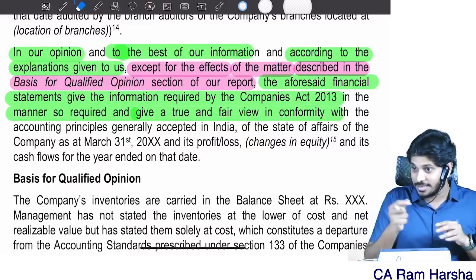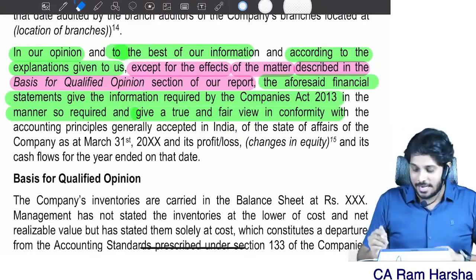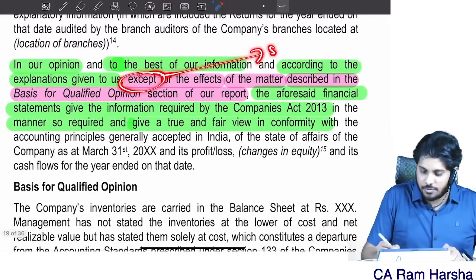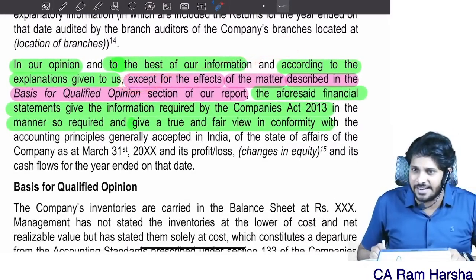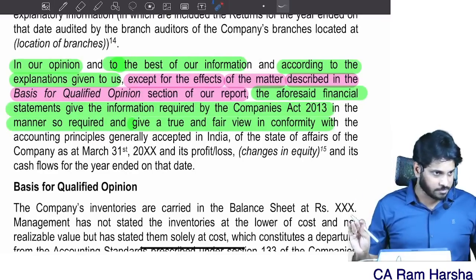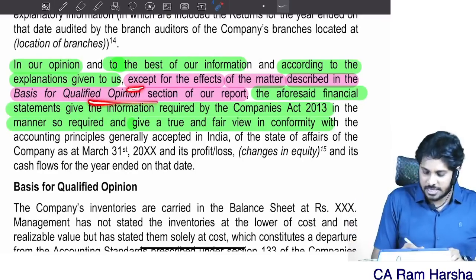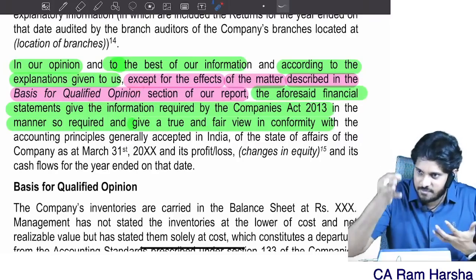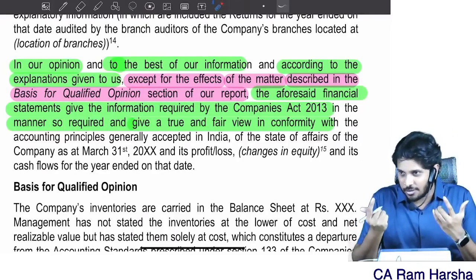Are you clear? This is what a qualified opinion is. Now, instead of the word "except", can they use "subject to" or some other alternative? No, that is not permitted. Whatever the standard says on how to modify the opinion, you have to modify it in exactly the same wording. Clear?